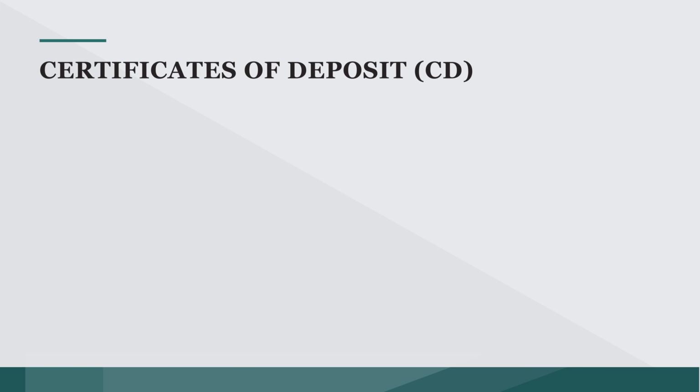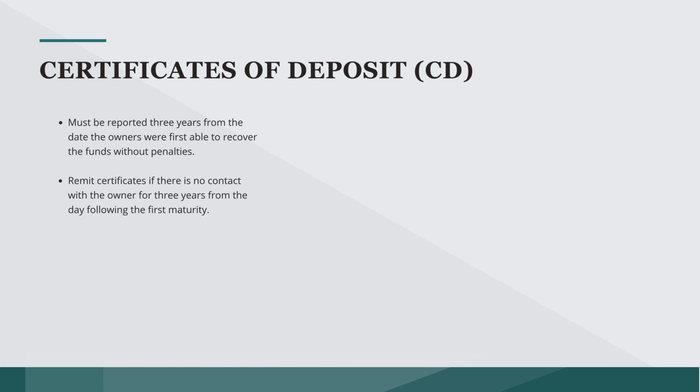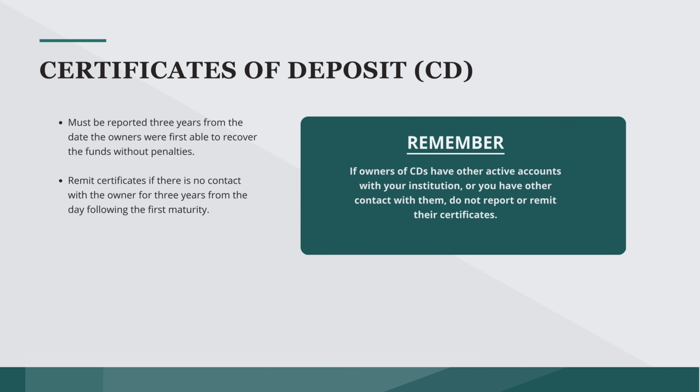Certificates of deposit, or CDs, have a 3-year abandonment period. It begins on the day following the first maturity of the certificates when the owner can recover the funds without penalties. If there is no contact with the owner for 3 years from the day following the first maturity, then those certificates are considered dormant and should be reported as unclaimed property to the state. Automatically renewable CDs have the same reporting criteria as other certificates of deposit. If owners of CDs have other active accounts with your institution, or if you have other contact with the owner, do not report or remit their certificates of deposit.